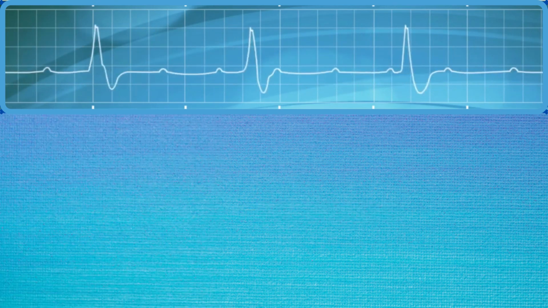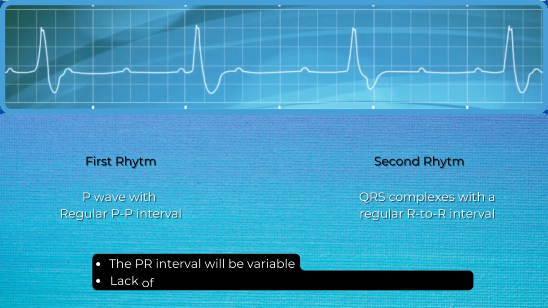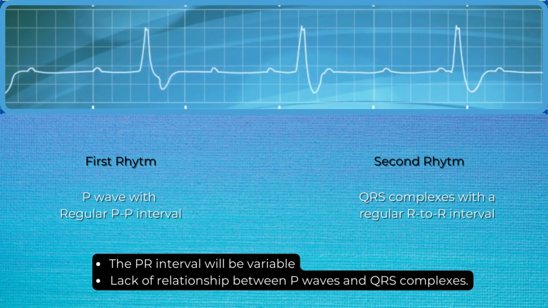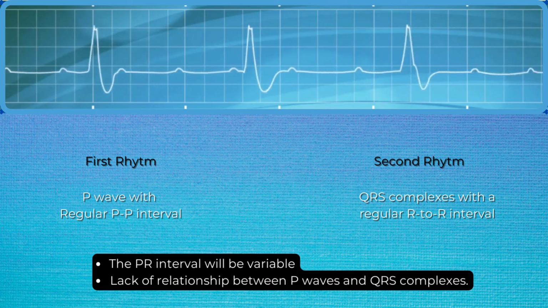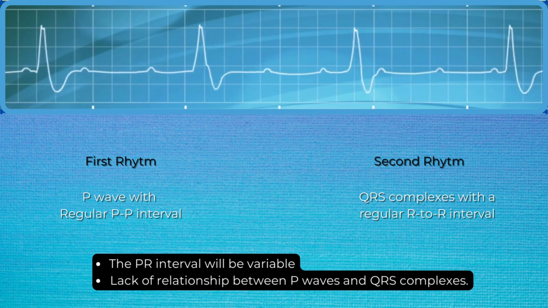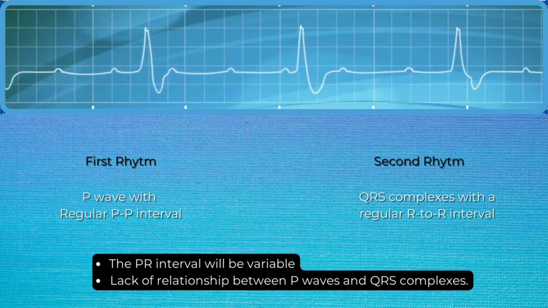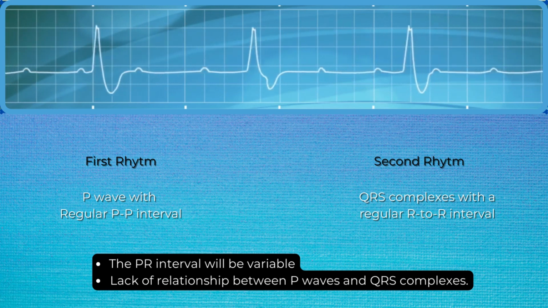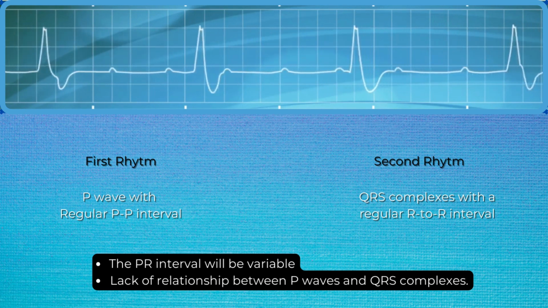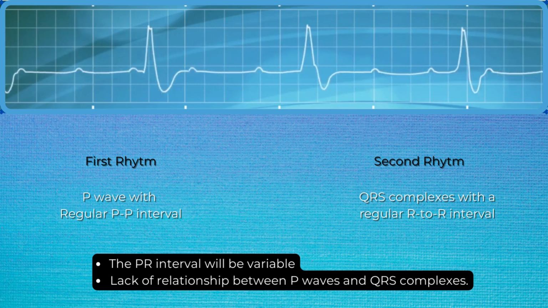The P waves with a regular P to P interval, or sinus rhythm, are presented as the first rhythm. The QRS complexes with a regular R to R interval represent the second rhythm. The PR interval will be variable, as the hallmark of complete heart block is the lack of any apparent relationship between P waves and QRS complexes.